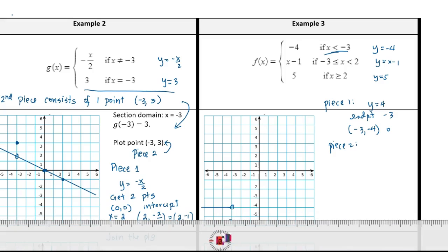Okay, for piece 2, the line is slanted, y equal to x minus 1, and the endpoints of the domain are -3 and 2. So the points corresponding to the graph for these endpoints are -3, -4, closed, and 2, 1. So we join these 2 points.